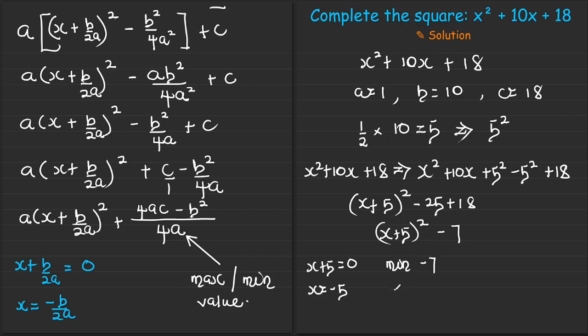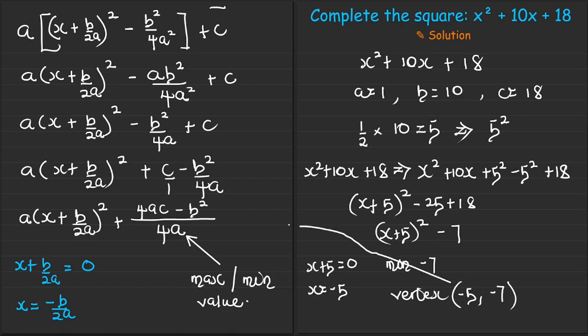Now, what is the coordinate of that minimum value? It is the vertex. So the vertex is simply negative 5, negative 7. You see, by completing the square, we have all of this.